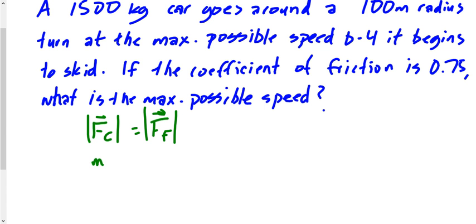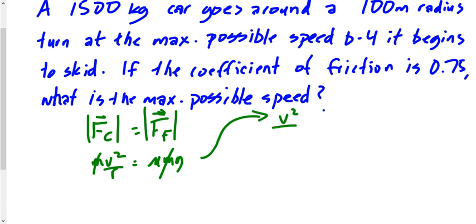mv squared over r equals mu times Fn. I was about to write down another equation again, the equation for magnetic force. Almost made the same mistake again. Fn, by the way, is equal to what? Like it's a flat, simple horizontal surface, so Fn is equal to m times g. Nice thing about setting them equal to each other like this is the mass cancels. We've got v squared over r equals mu times g, and we're solving for v here. So it becomes the square root of mu times g times r.